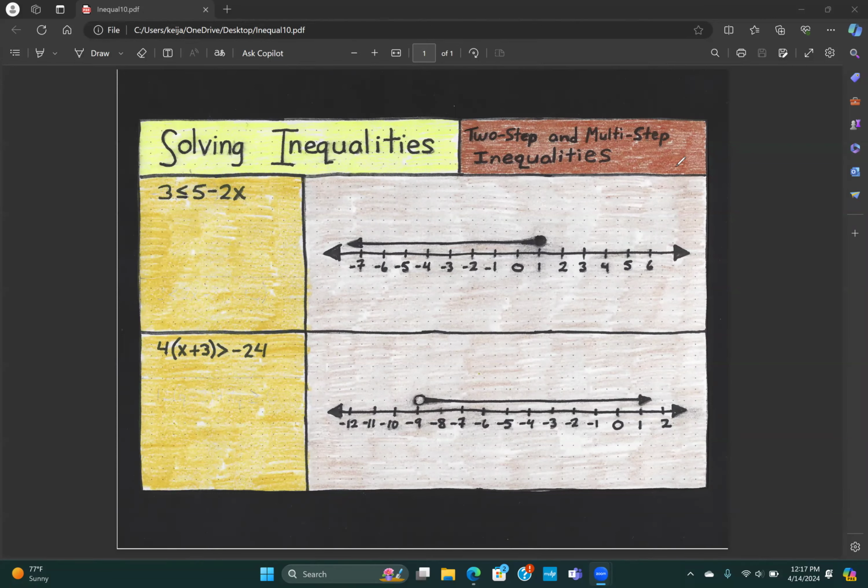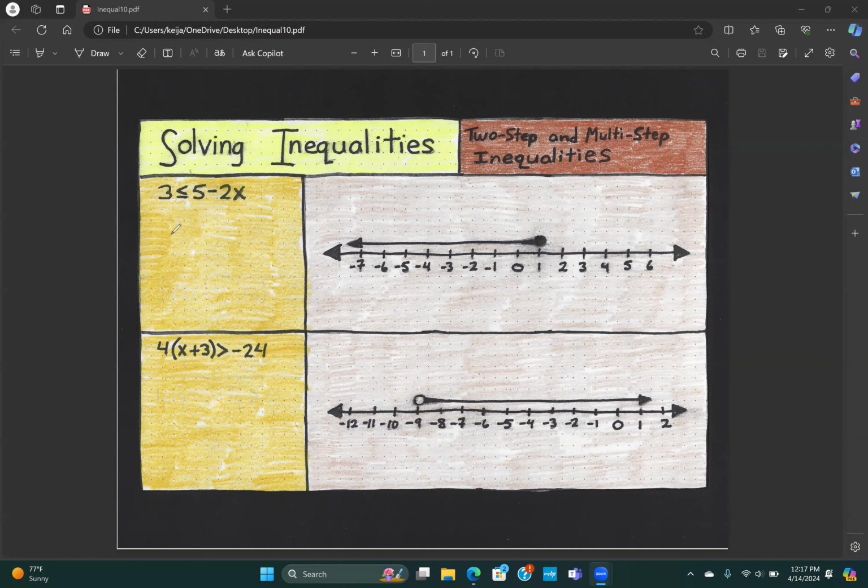Today, we're going to solve a two-step inequality and a multi-step inequality, and our two examples are right here, in which we have 3 is less than or equal to 5 minus 2x, and 4 times a quantity of x plus 3 greater than a negative 24.